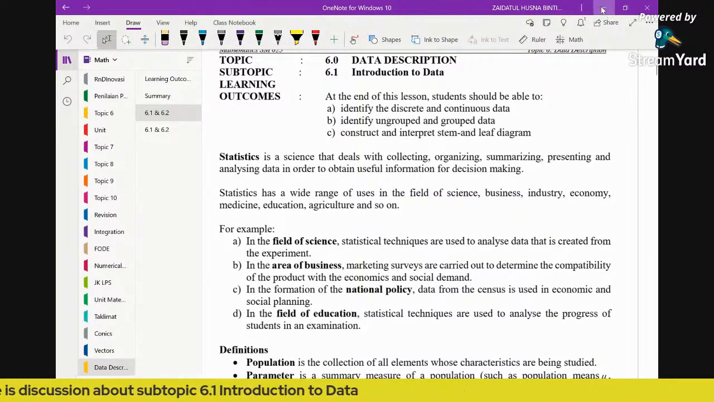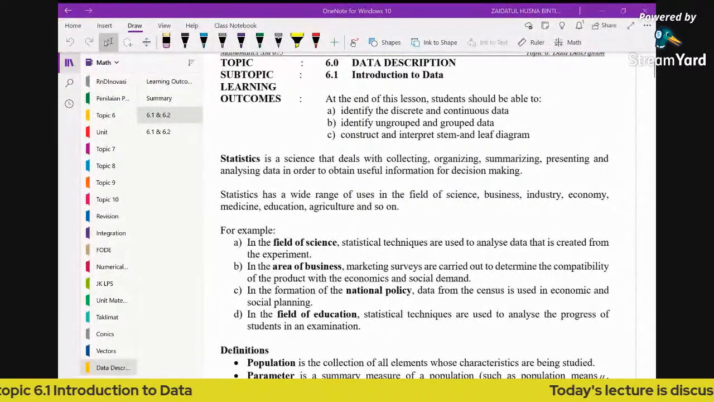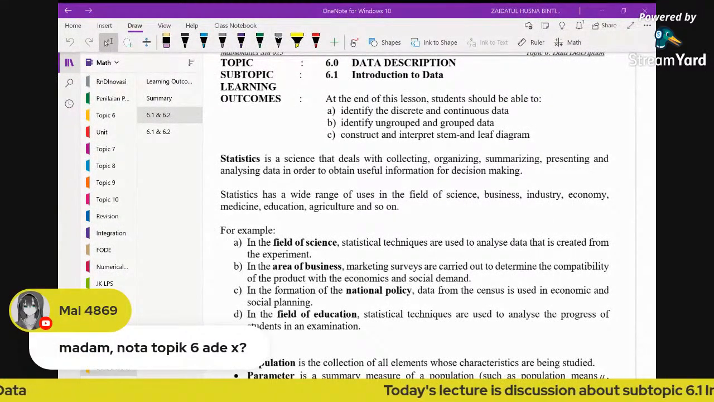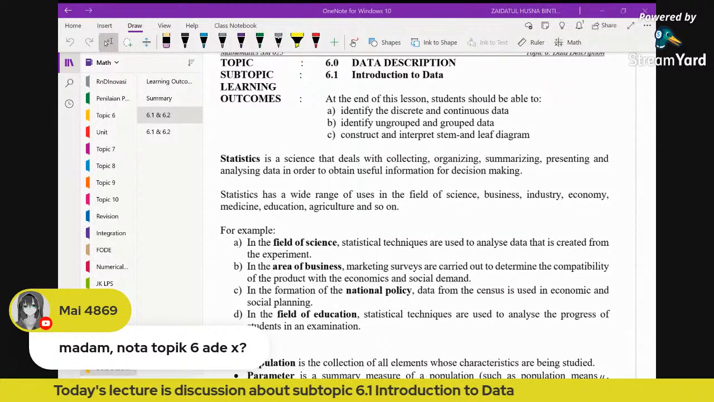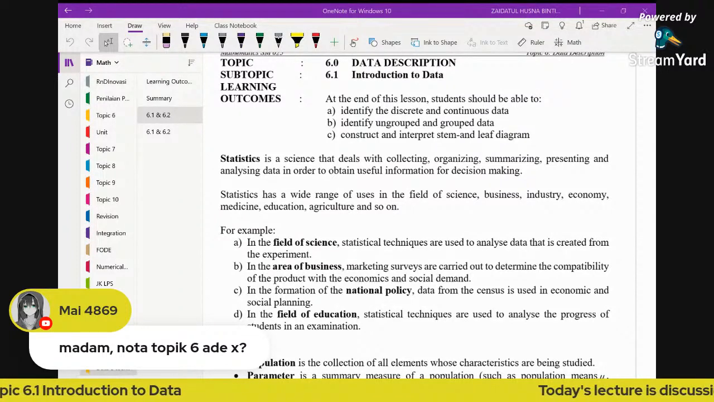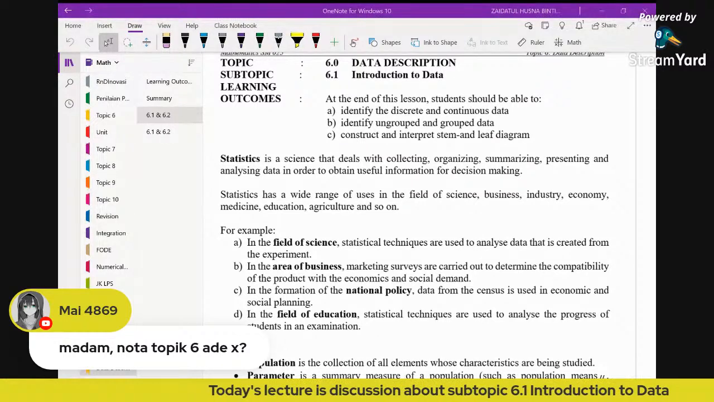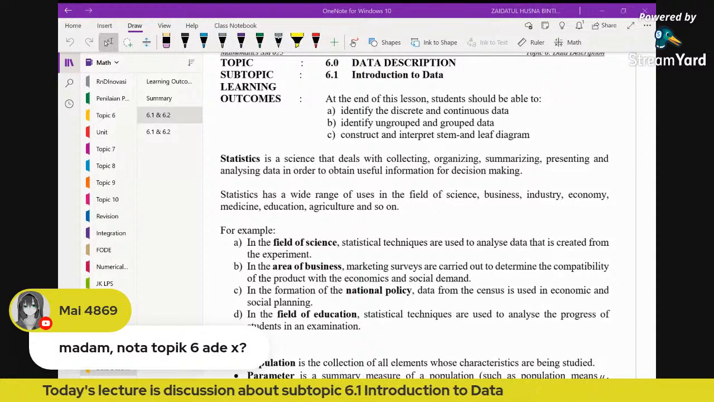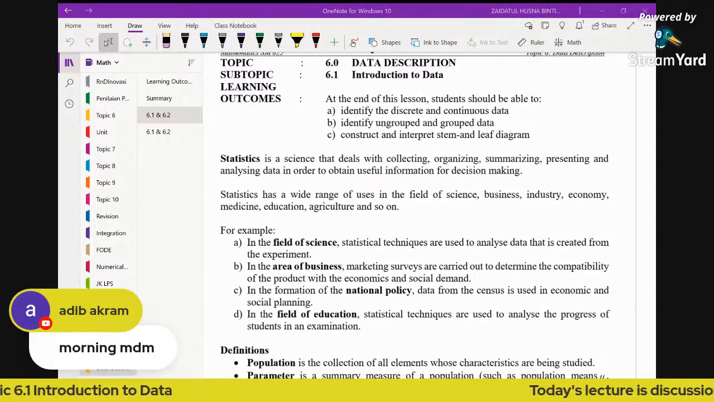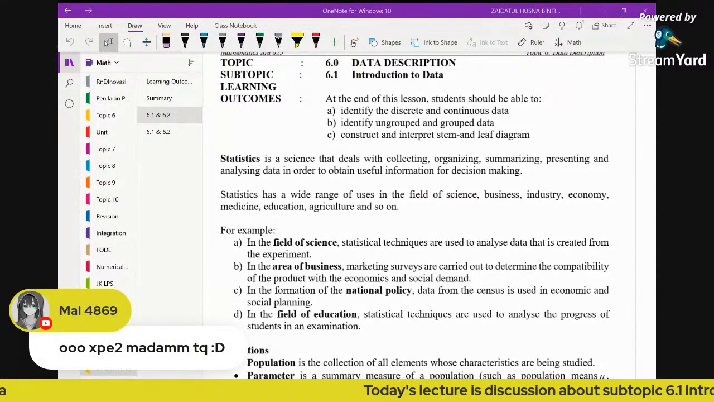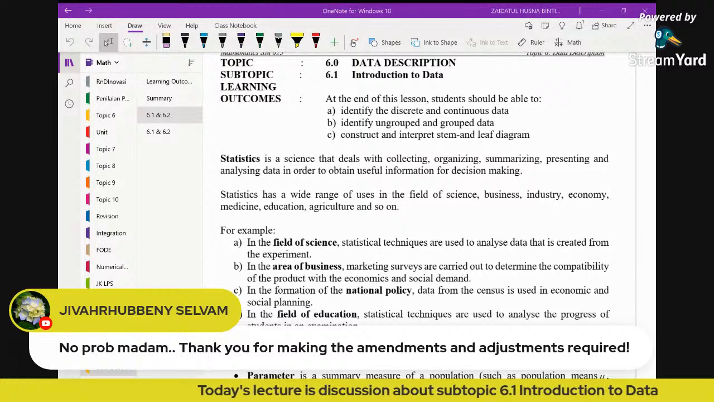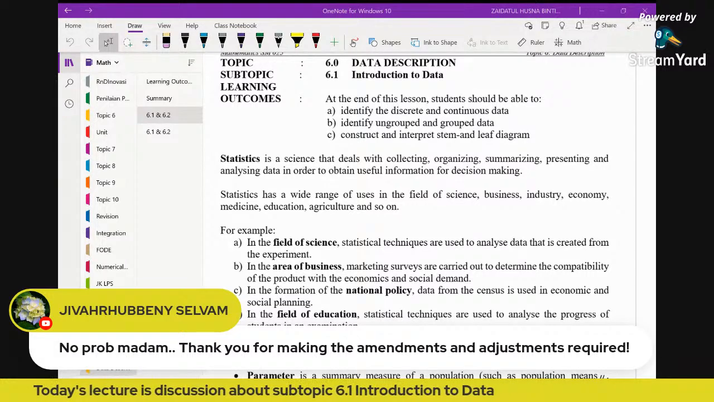I just noticed there's one question in the chat. Mai asks, Madam, nota topic 6 ada tak? Yes, ada dekat Google Classroom. I just uploaded the notes this morning, and I'm sorry for the late notice. I needed to improvise the notes, and I was having a course yesterday, so I didn't manage to finish yesterday. Okay, no problem. All right, thank you, Jiva, for understanding.